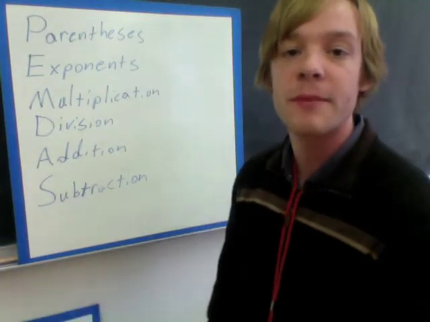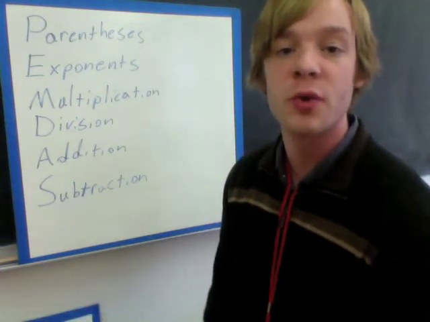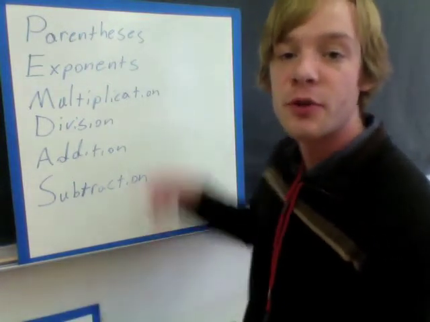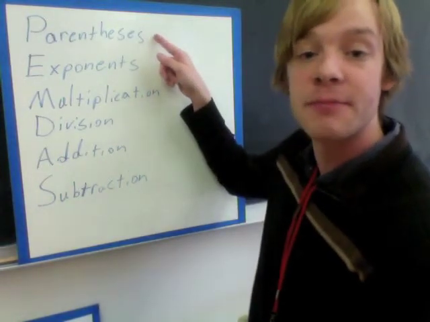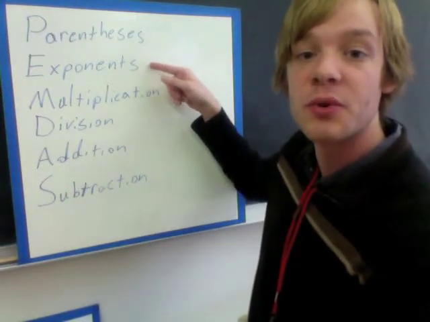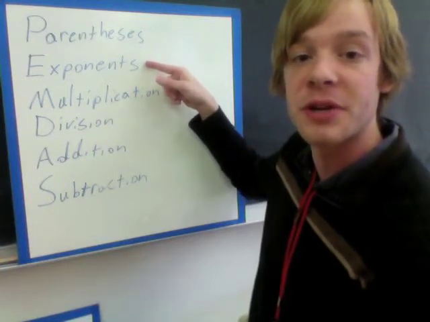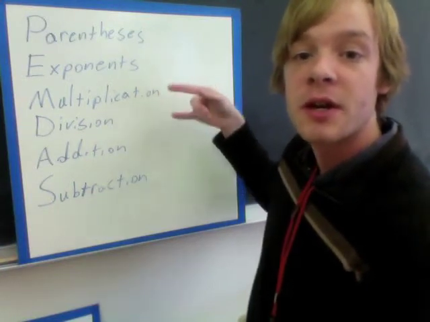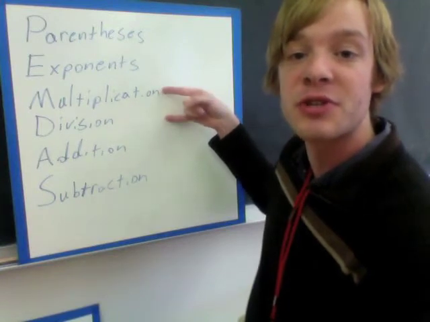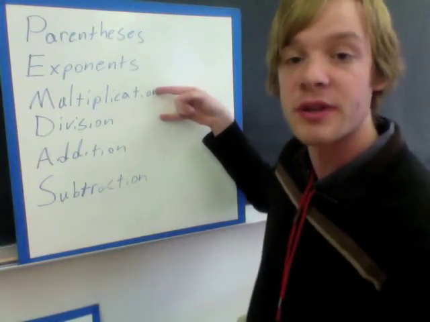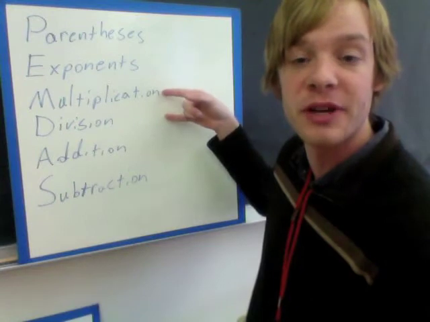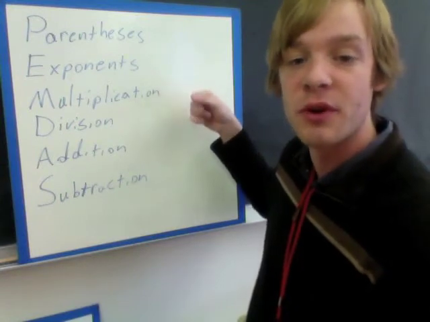Whenever we're working a mathematical expression, we always want to work problems in this order. First, we're going to do any work that we have inside parentheses. Next, we will do any work that we have with exponents, and we're going to talk in more detail about exponents in just a bit. Next, we're going to look at multiplication and division. We usually just go in order. It doesn't matter the order for multiplication and division. We can do either one first.